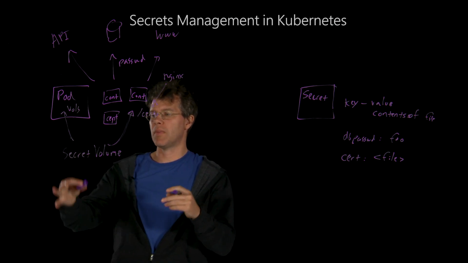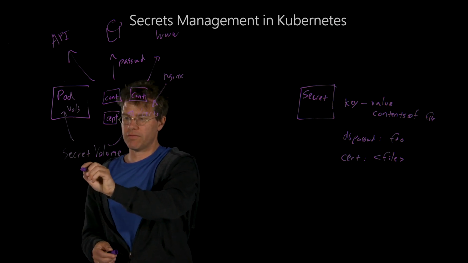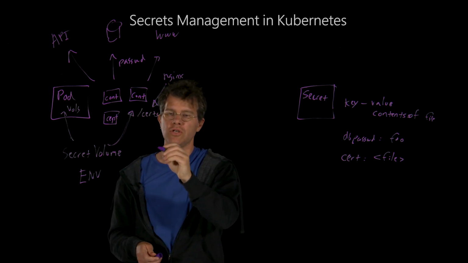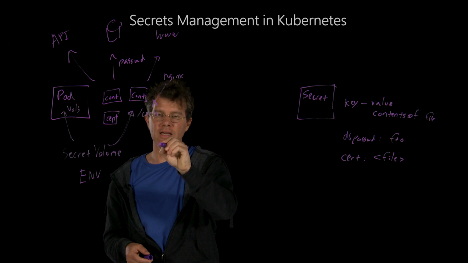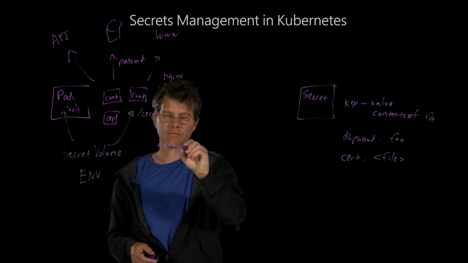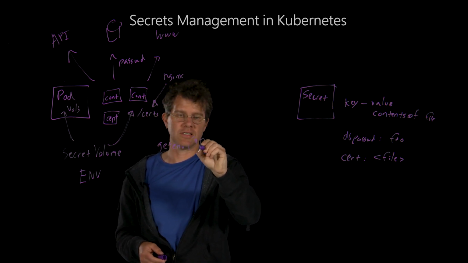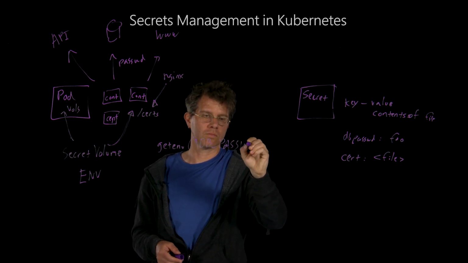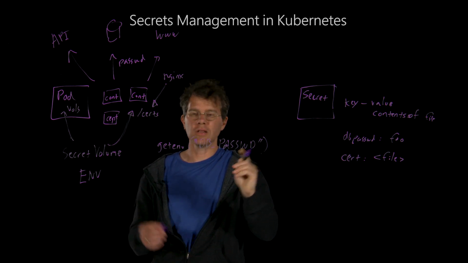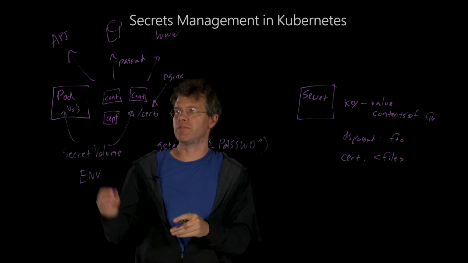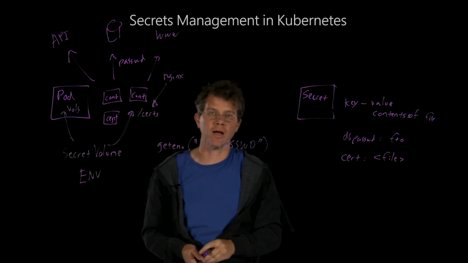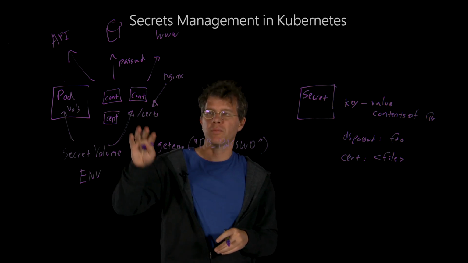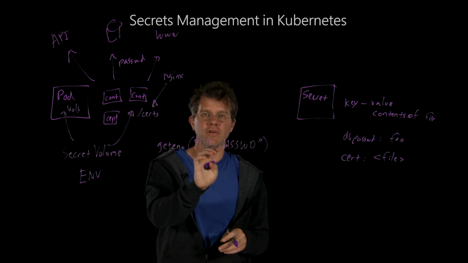Likewise, you can also mount a secret in as an environment variable, so that in your code, you might say something like getenv db password, so that you can load the database password from an environment variable that's present in the context of your pod. So depending on how you want to use that secret, you can choose whether you want to represent it as a file or as an environment variable.